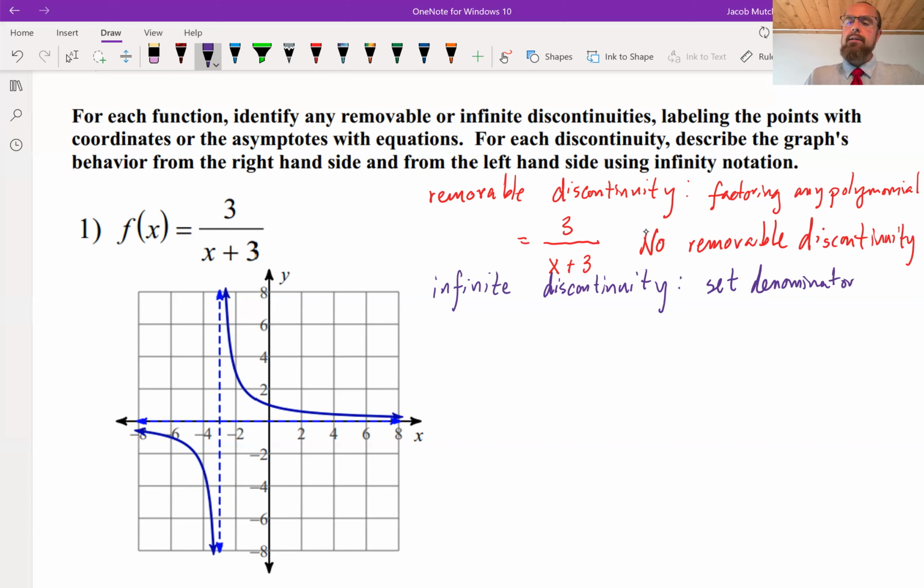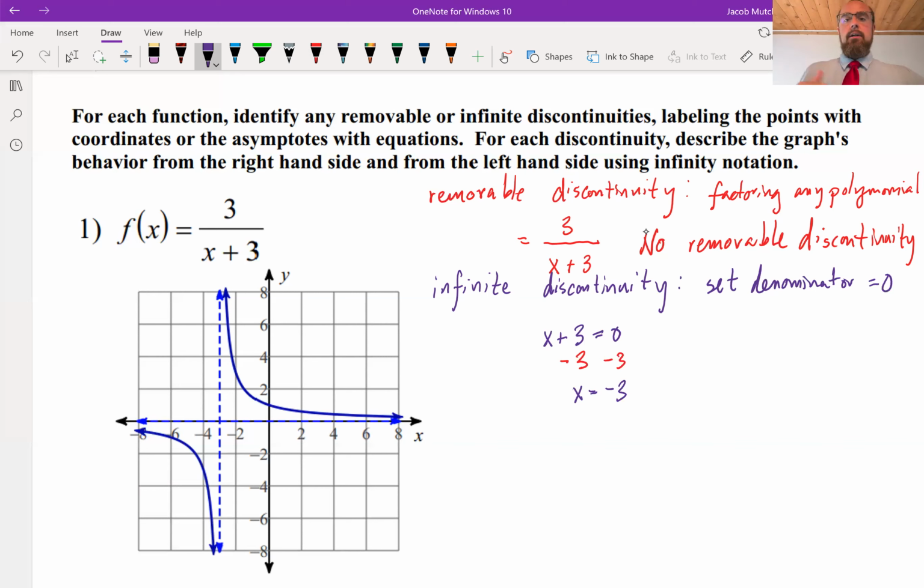So we'll do that here. My denominator is x plus 3. Set that equal to 0. And to solve that, that's a real quick solution. I'm just going to subtract 3 from each side. And what that gives me is an equation for the vertical asymptote, x equals -3.